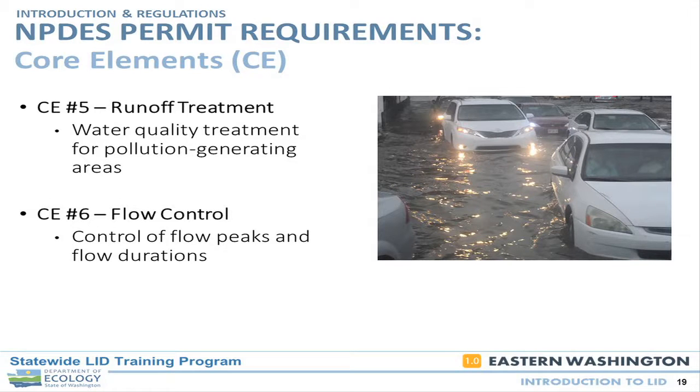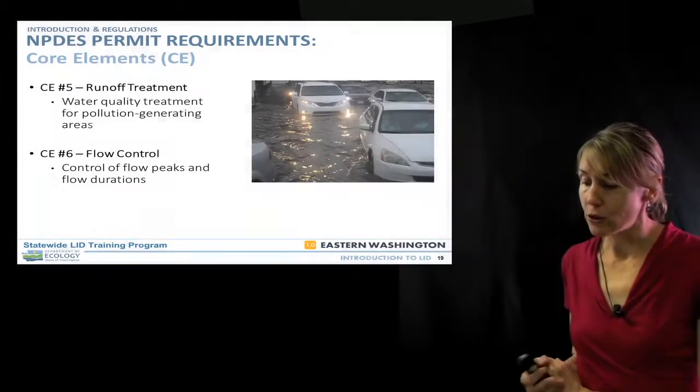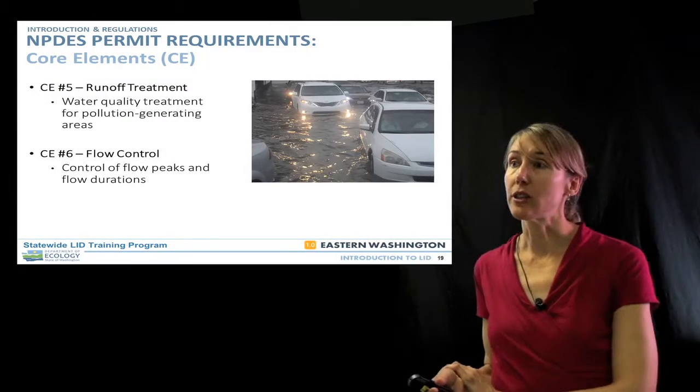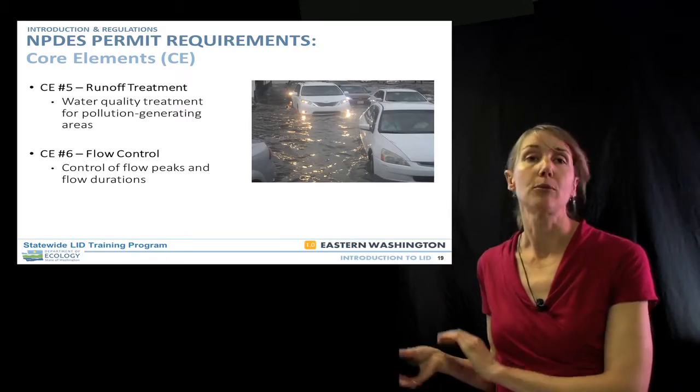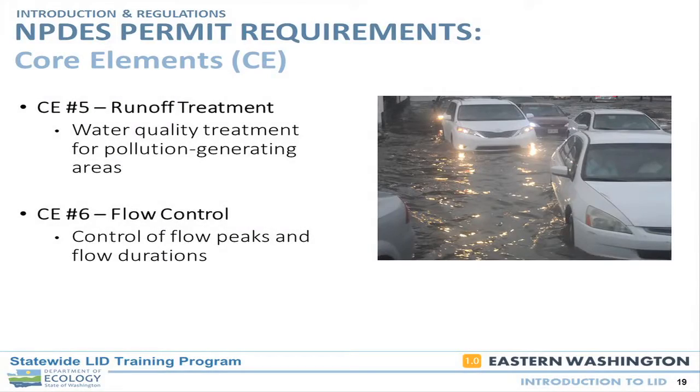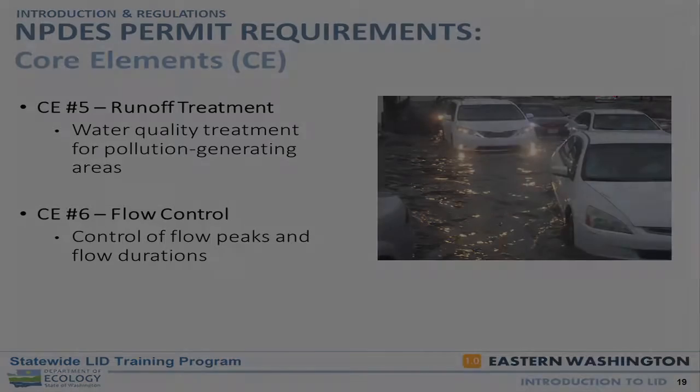We mean water quality treatment for pollution generating surfaces, and to reduce pollutant loads and concentrations in stormwater runoff to protect our water quality. And then core element number 6, flow control, is controlling the flow peaks and flow durations. So the intensity of the flow as well as the length of the flow. So how long are the rain events?